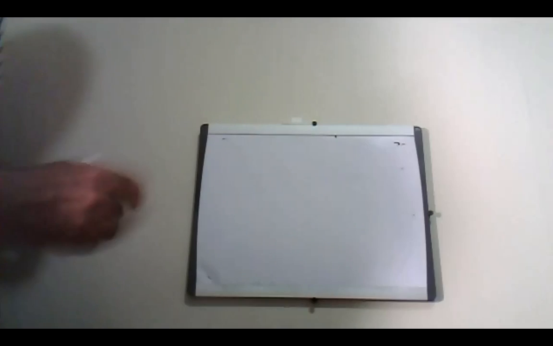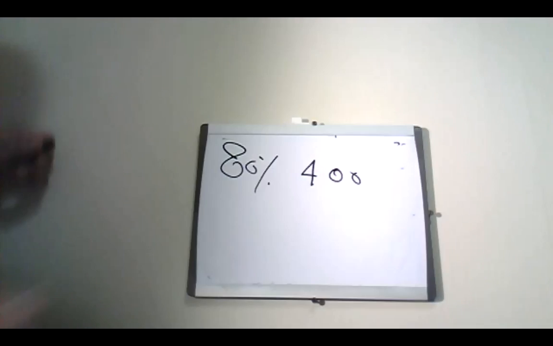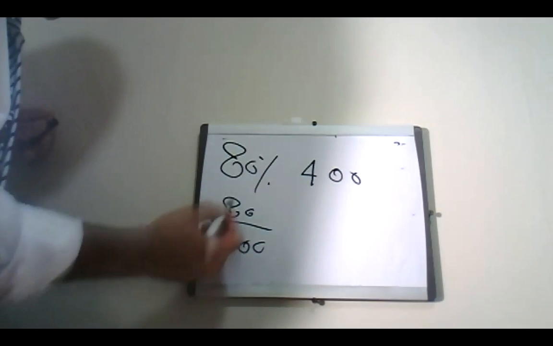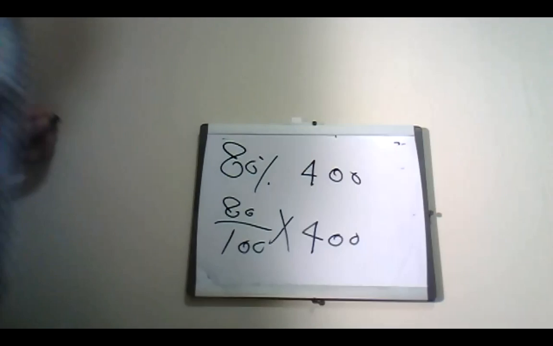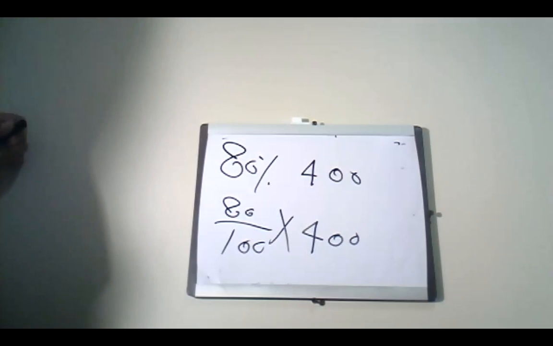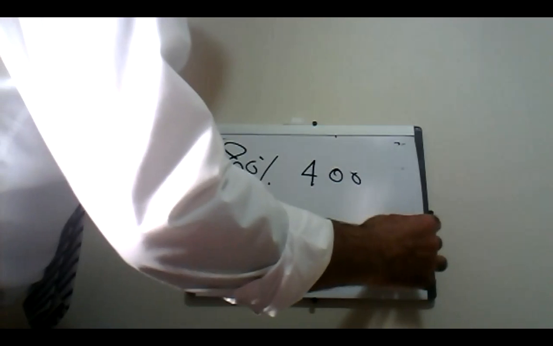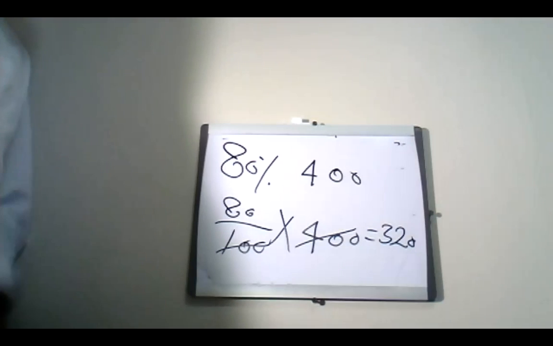Okay. Now, if I say 80% of 400, that means simply 80%. It should be written 80% like this, or it should be 80 by 100 divided by 400. Okay, this is how it looks. So this will be 4 by 80, 320. So that means 80% of the 400.